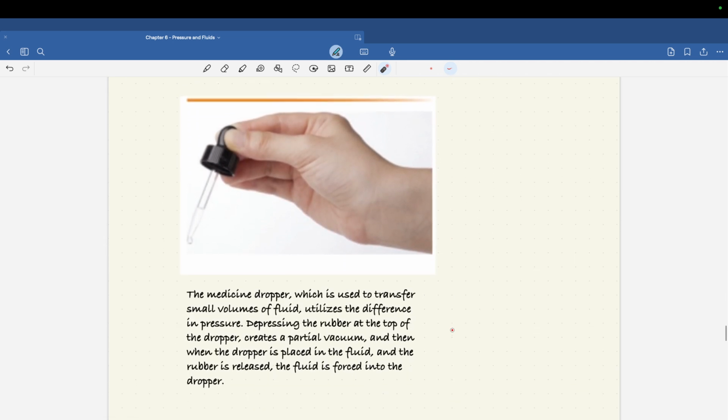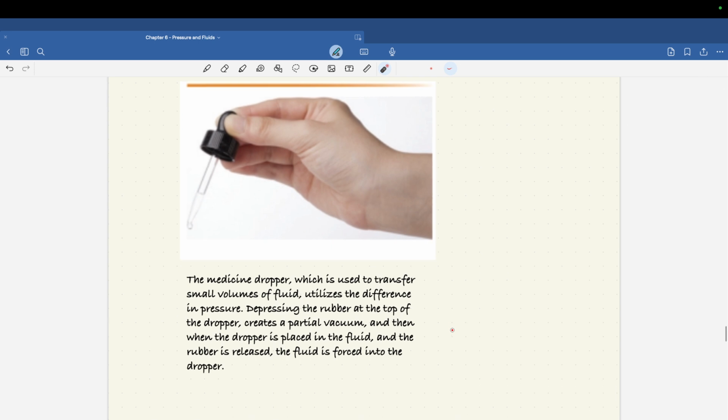Okay, so here is the medicine dropper. How does it work? Well, first when you press that rubber, you're pushing all the air out, so the pressure is less now. And then keeping it pressed, you dip it into the medicine, and when you remove the force, the medicine gets sucked back in. Why? The atmospheric pressure is pushing that liquid into it because it's a low pressure region.